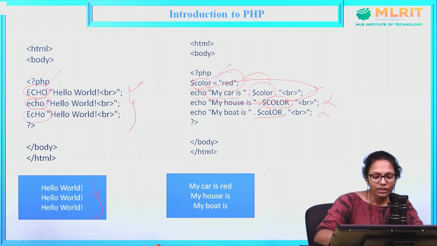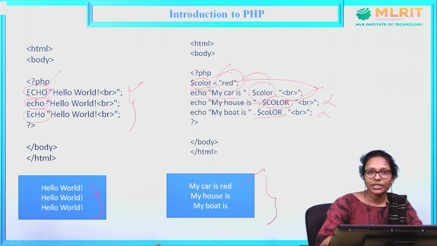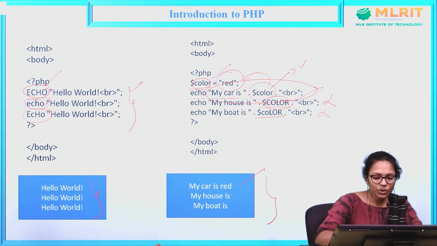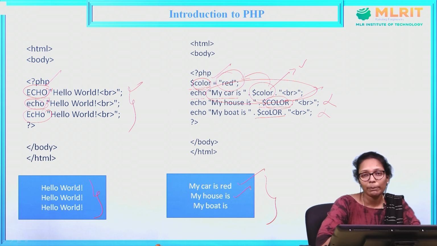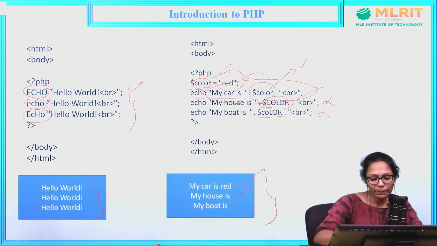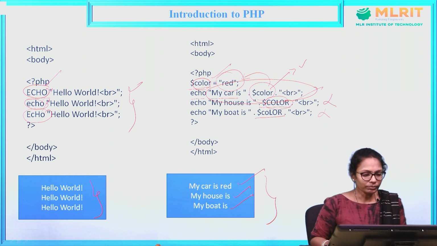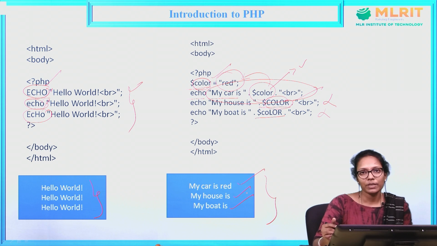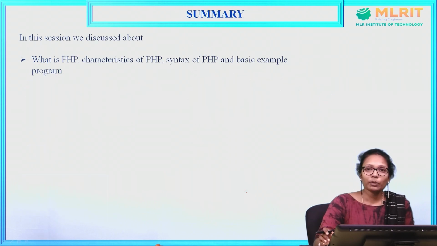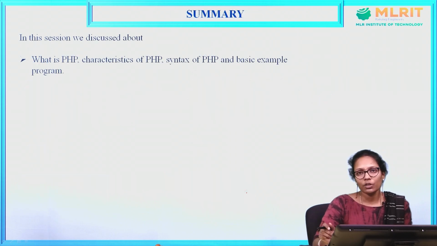So here, the first statement, my car is red. Yes, we will get it. Why? Because you are using the variable name correctly. And coming to the second one, my house is, but I'm not getting the color. And my boat is, I'm not getting the color. So this is the problem. In PHP, the variable names are case sensitive. So that is about the basic program and the syntax of a PHP program.